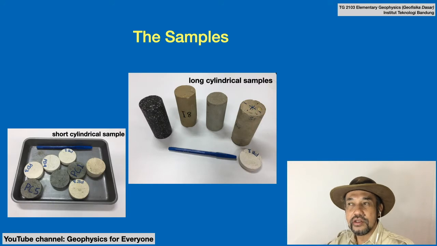In the measurements of porosity, the students will be provided two types of samples. One is called the short cylindrical samples, and the other one is long cylindrical samples. The diameters of these samples are about 4 to 5 centimeters, and the thickness of the short cylindrical samples is between 1 to 3 centimeters, while the length of the long cylindrical samples is about 6 to 10 centimeters.